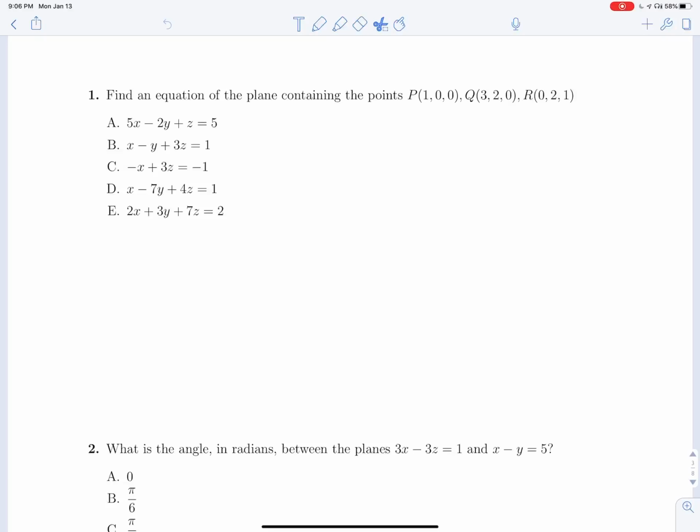Let's find an equation of a plane containing these 3 points. Well, we should try to visualize that to start off with. Let's actually build up to it. If we have 1 point, if you pin your hand at 1 point, you can rotate your hand an infinite number of ways around that point. There is no one plane that contains that point.